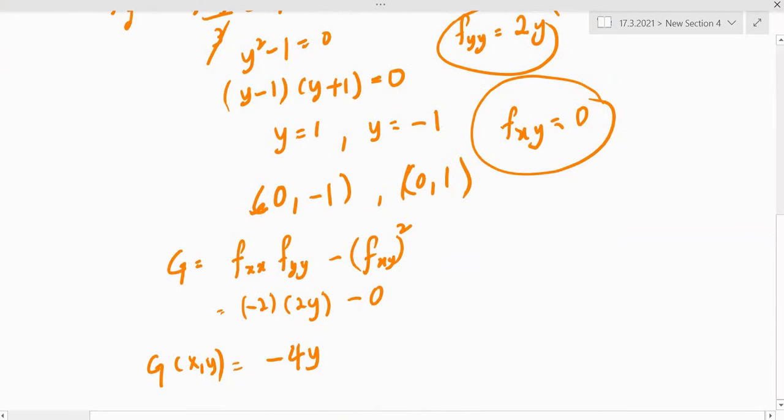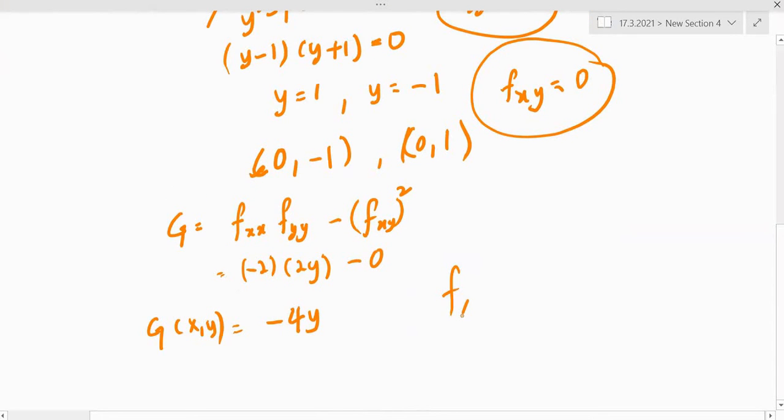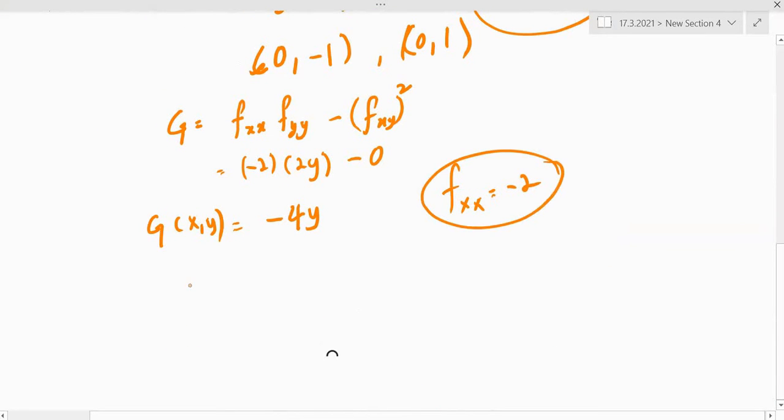So your fxx is fixed at negative 2. And when we try 0, negative 1, it will be 4. And when 0, 1, it will be negative 4. So this is more than 0. This is less than 0. This is always less than 0.